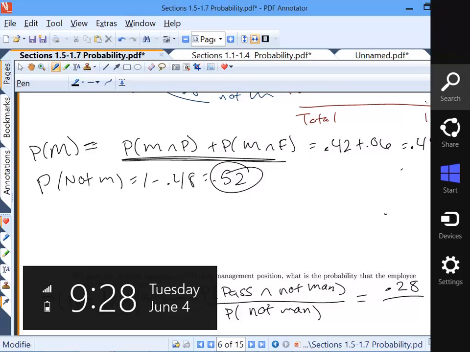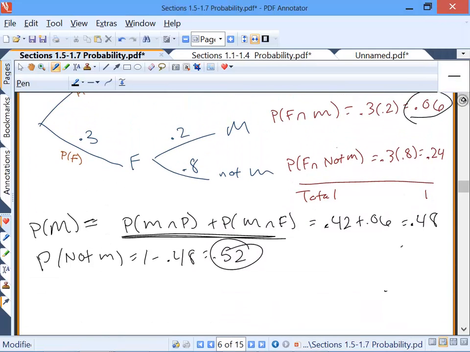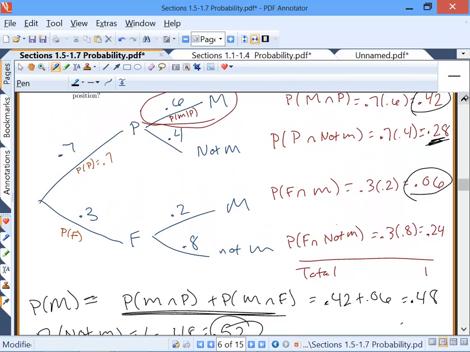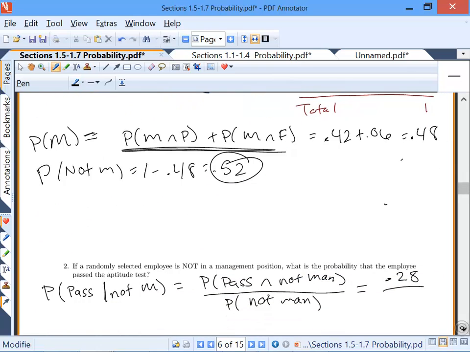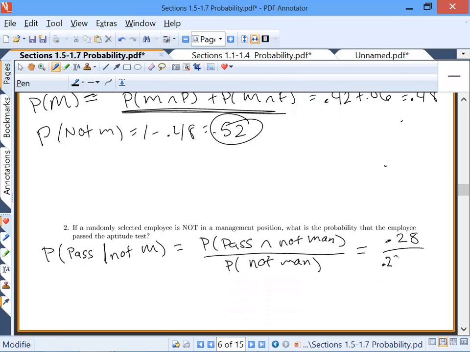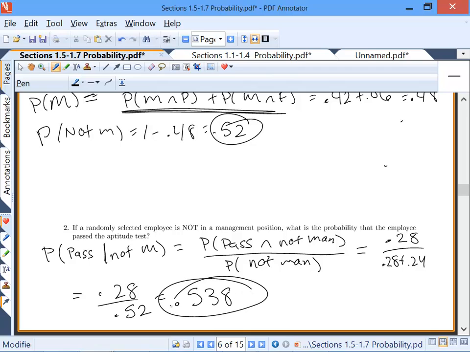Find every probability up here that has not management. So 0.28 and 0.24, and add those together. So 0.28 plus 0.24 gives me 0.52, and then 0.28 over 0.52 is 0.538. So the probability that they passed, if you know that they're not in management, is about 53%.